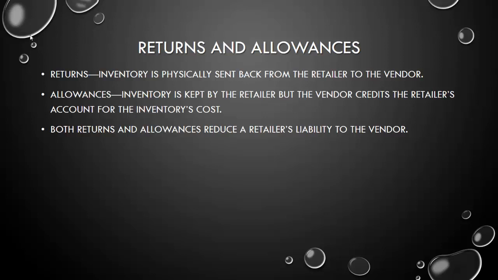However you get there, a return means you have to physically send the inventory back to the person that you purchased it from. An allowance means you keep the inventory that was sent to you that you no longer want, but they credit your account for it, so you no longer have to pay for it even though you have possession. This one typically only happens if goods come and they are damaged in a completely unsellable, unfixable condition.